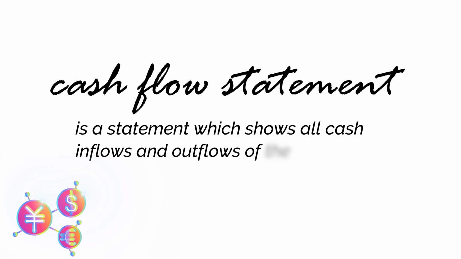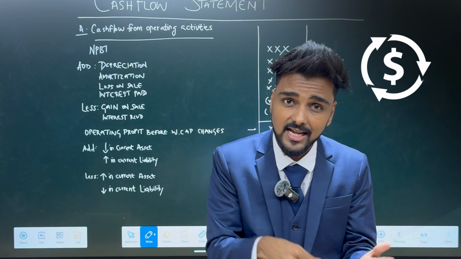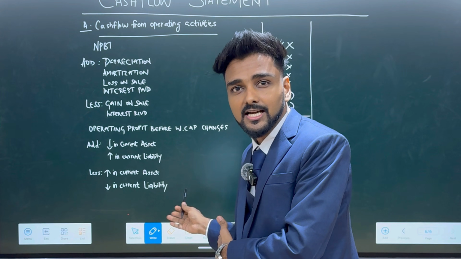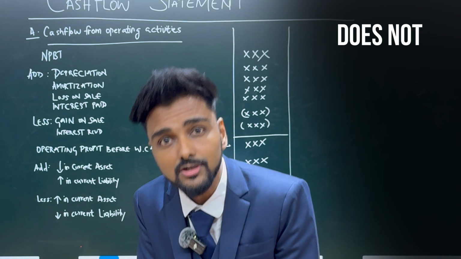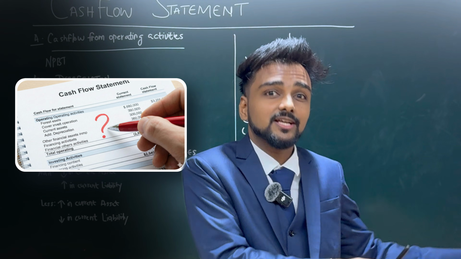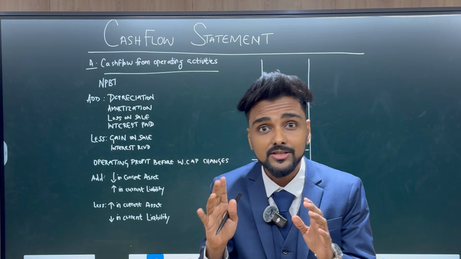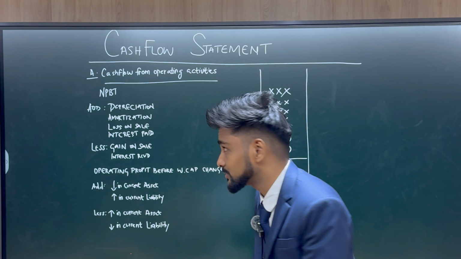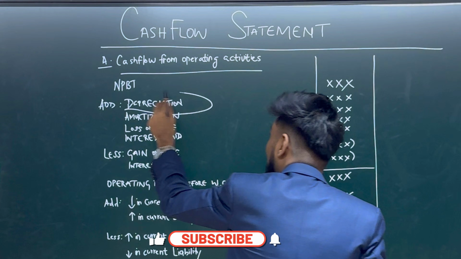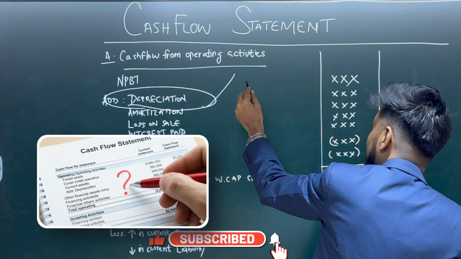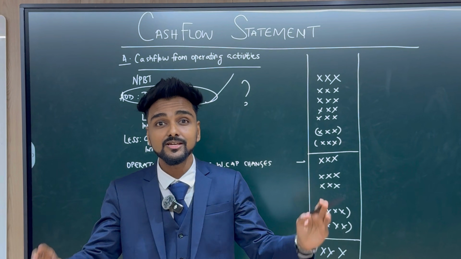Of course, you already know the cash flow statement is a statement which shows all cash inflows and outflows of the business. Anything which causes a cash flow, we should obviously record in the cash flow statement. But if something does not cause a cash flow, we are not supposed to record it. But then hold on, depreciation does not cause a cash flow, but still we record it in the cash flow statement. Why do we record depreciation if it doesn't cause a cash flow?